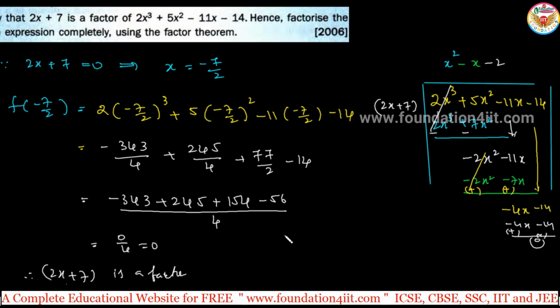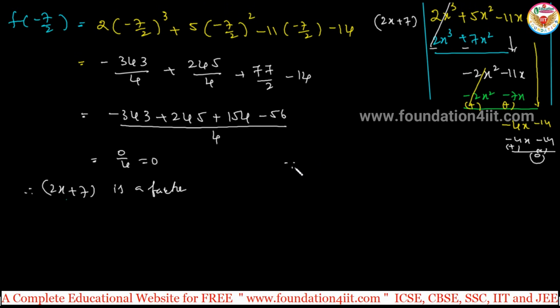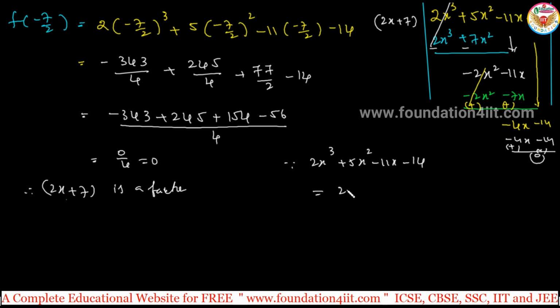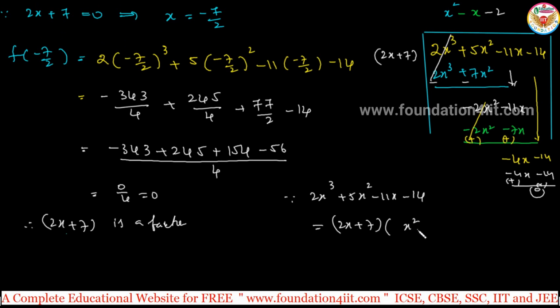So therefore you can make the statement in this. Therefore you write here 2x cube plus 5x square minus 11x minus 14. So 2x plus 7 is one factor, and the quotient we have is x square minus x minus 2. So 2x plus 7 is one factor.